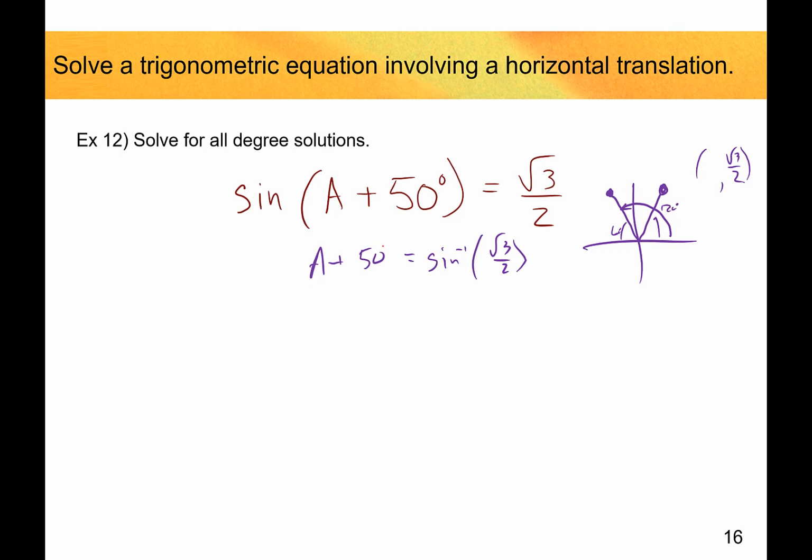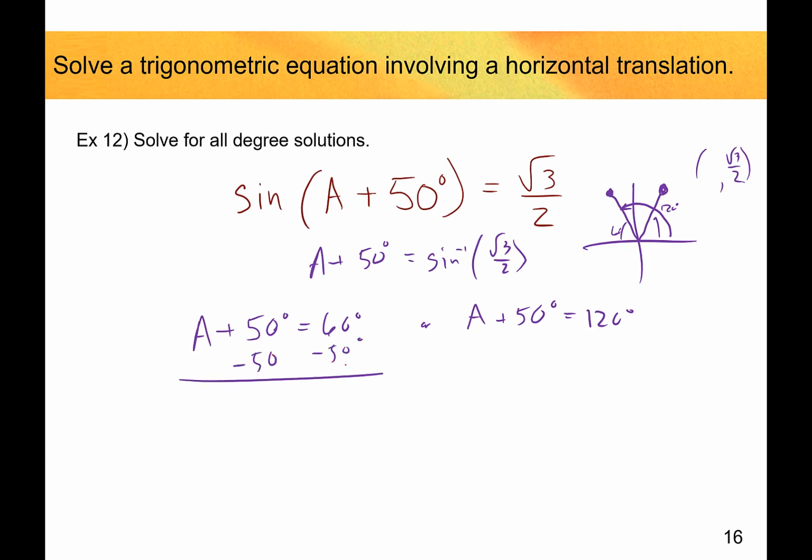So you got to hold each of those. Let me put my degree marker for 50. So there are 2 different answers. A plus 50 degrees equals 60 degrees, or A plus 50 degrees is equal to 120 degrees. Cool. And solve each of these. Alright, solved one. Solving the other. And we get A is equal to 70 here.